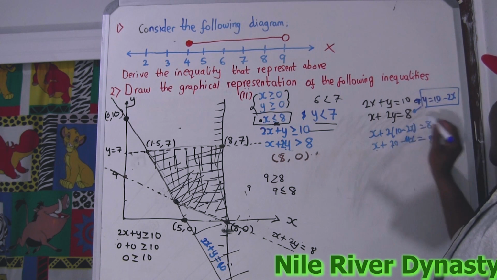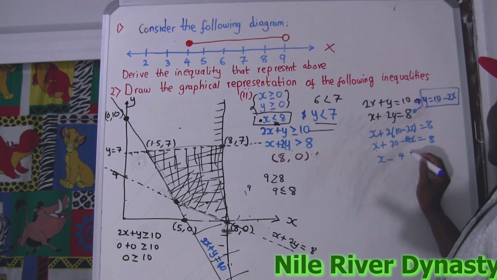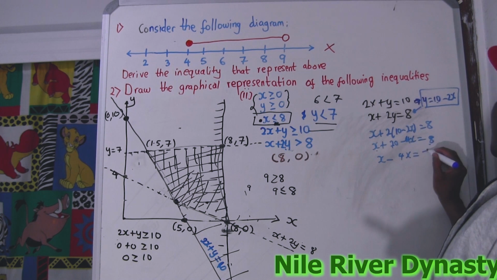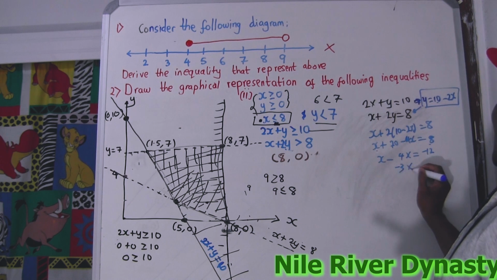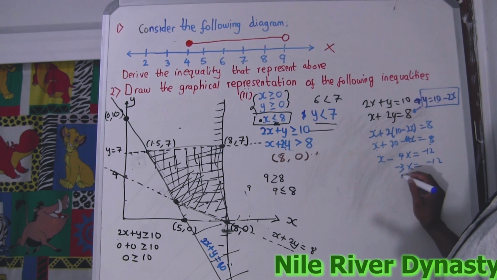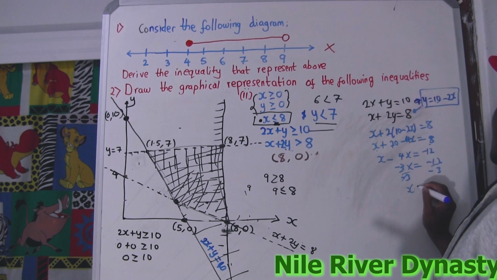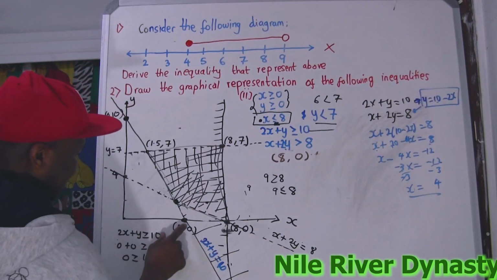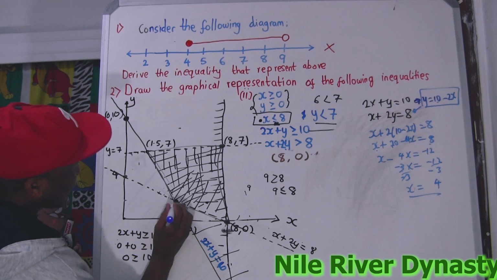Okay, now 20 goes over, so it's going to be x minus 4, x equals 28 minus 20 equals negative 12. So this is going to be negative 3x equals negative 12, divided by negative 3, divided by negative 3. This cancels this. So x equals positive 4. It makes a lot of sense. If this was 5, this would be 4. So the value of x equals 4.